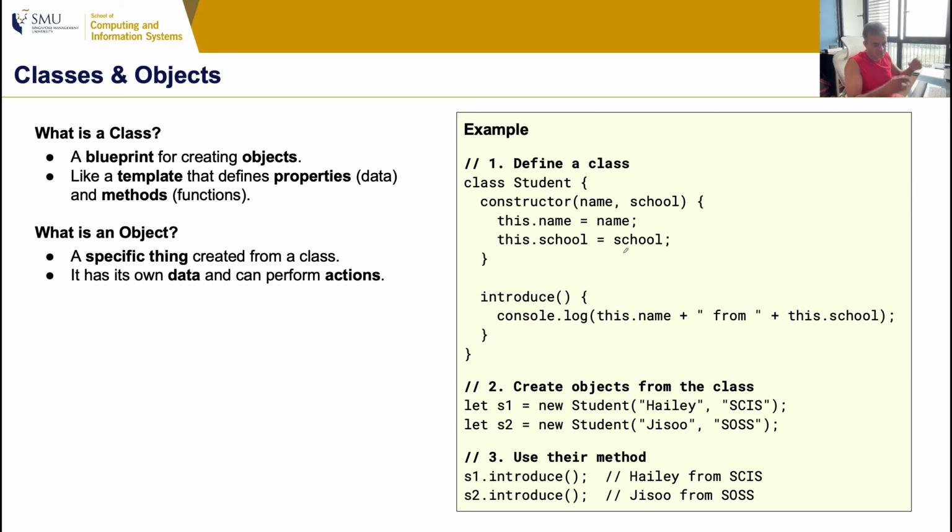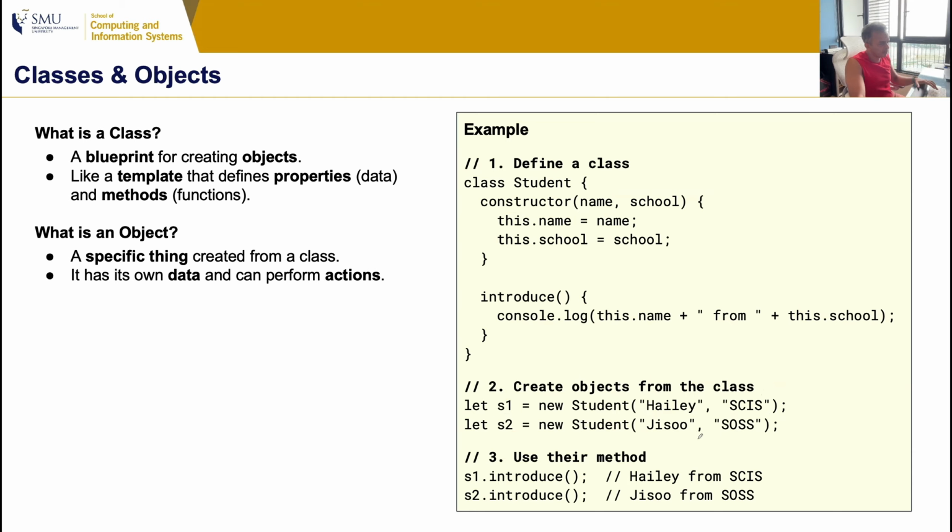So a class is a blueprint, and how do you use it? Let's say student1, S1, is a new student, and I'm giving the name Haley and the school SEIS. At that point, when I say new, it basically says call the constructor. I call the constructor, and then for the current object, which is S1, put name equal to whatever I passed as name here. In this case, it's Haley. So Haley comes in there. That becomes the name of S1. Similarly, S2 has the name Jizu, and then the school also. Similarly, S1 has the school SEIS and S2 SOSS.